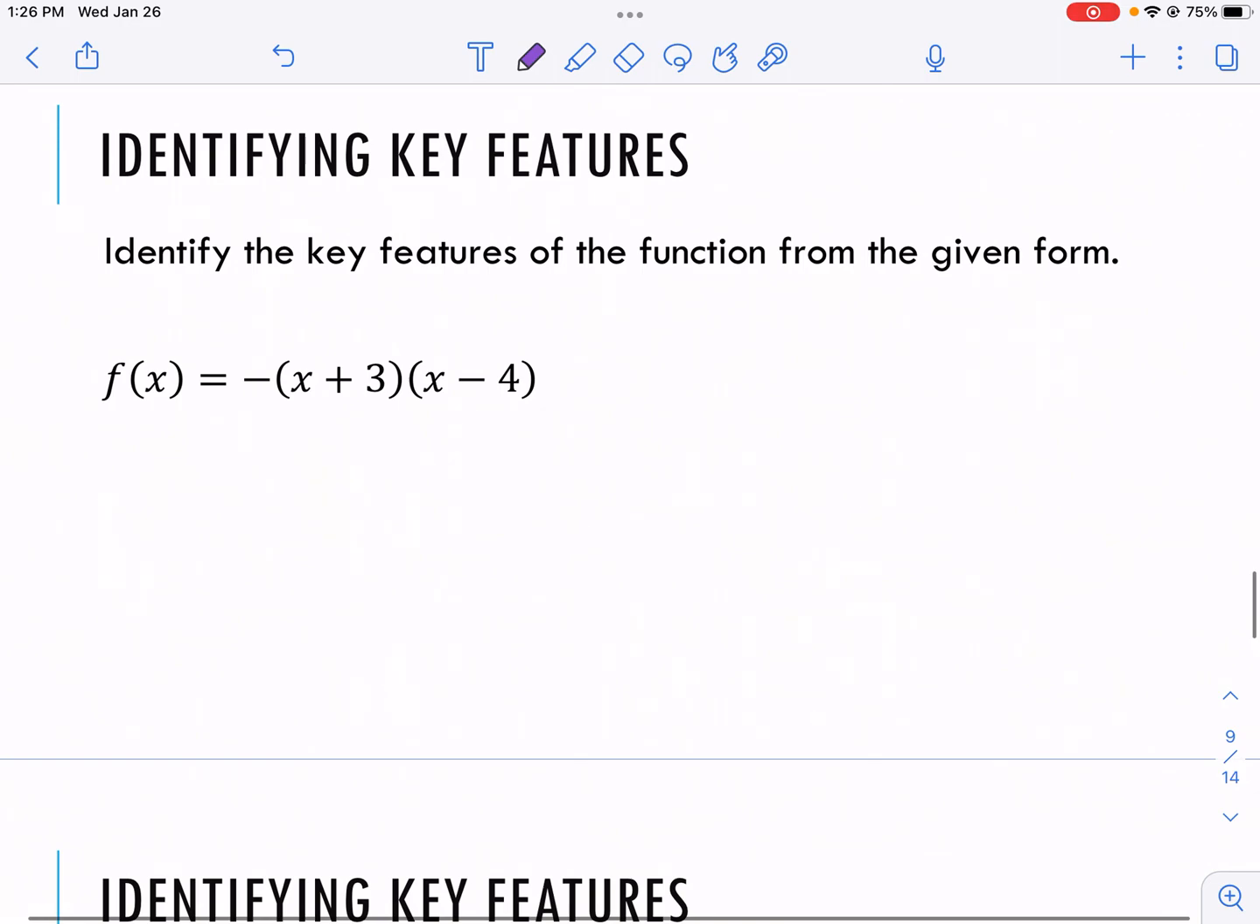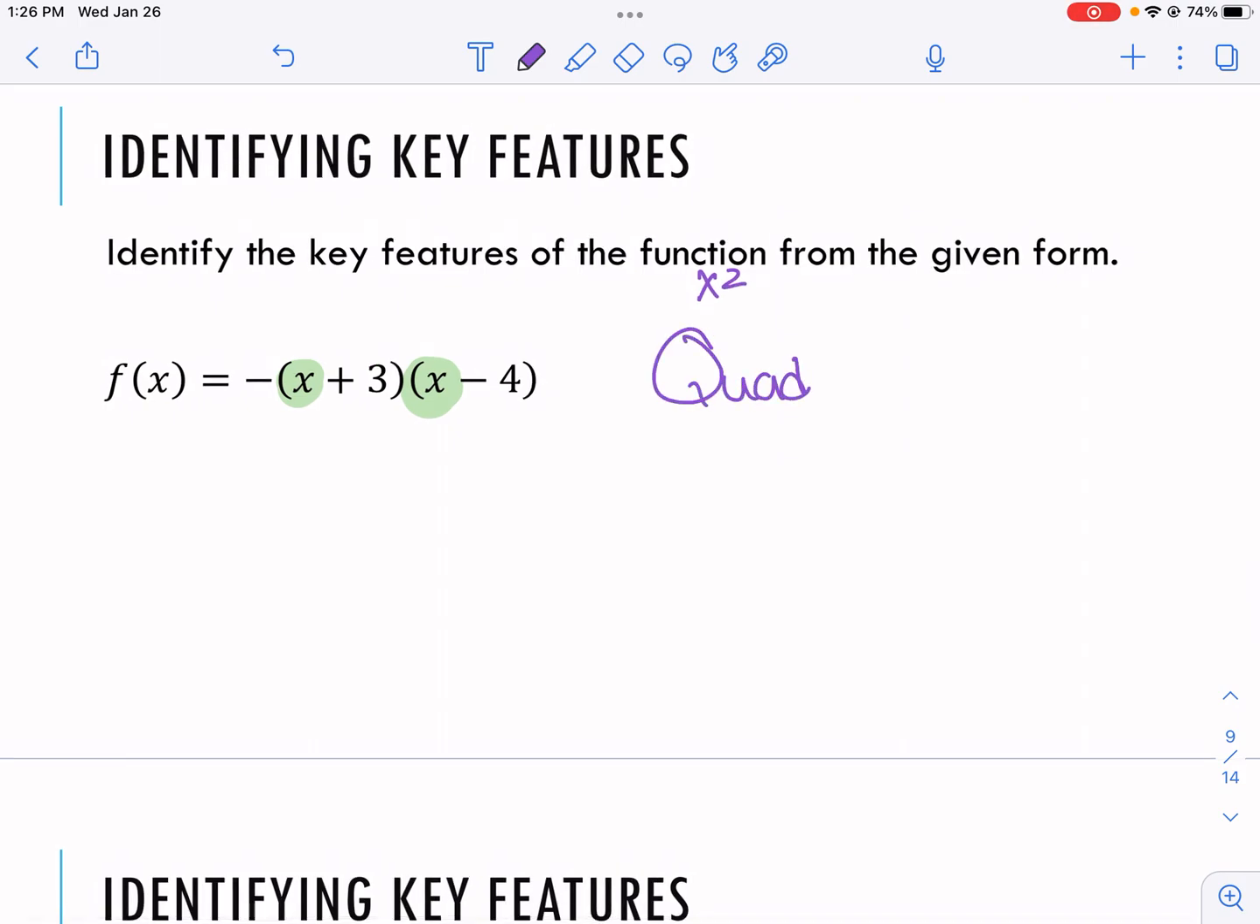So, if we look at this here, you need to identify, is it linear or quadratic? Sorry, we're not dealing with exponential. And then which of the forms it is and what key features. So one thing I look for, oh, here I have 2 x's. And if I were to multiply those together, I'd have x squared. So it is a quadratic function.